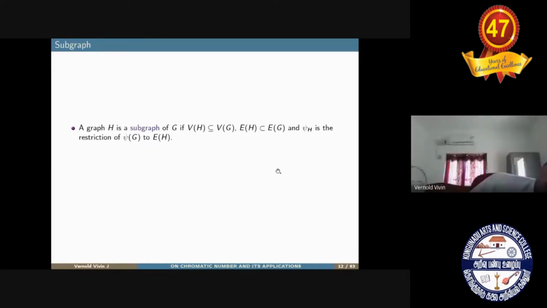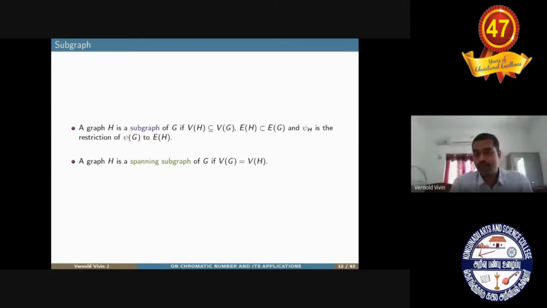Next, a graph H is a simple subgraph of G if the vertex set of H is a subset of the vertex set of G, and the incident map of H is the restriction of the incident map of G to E of H. So here we are going to define a subgraph. I will show this with an example. Next, we have one more graph, called a spanning subgraph: a graph H is a spanning subgraph of G if the vertex set of G is equal to the vertex set of H. We can see this with examples in the next slide.